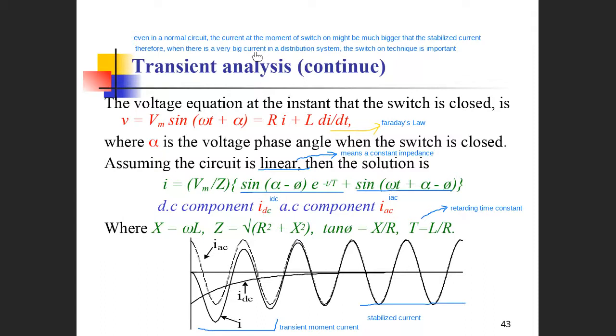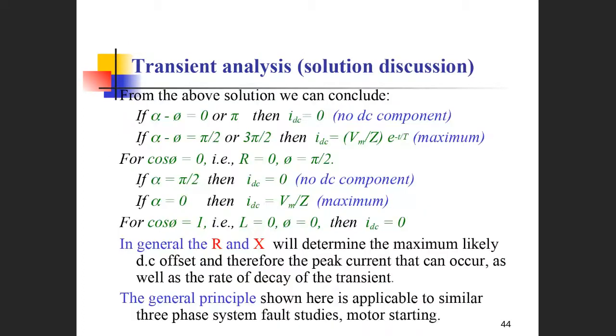Now let's discuss how to make the transient starting current smaller. Look at here. If we can make sine of the switch on angle alpha minus phi be 0, then this switch on current will be minimized. Sine alpha minus theta, remember these terms.